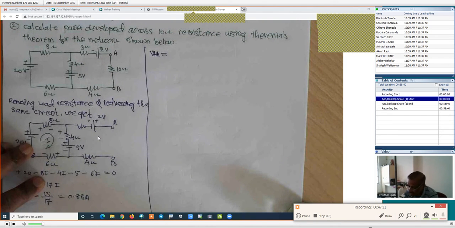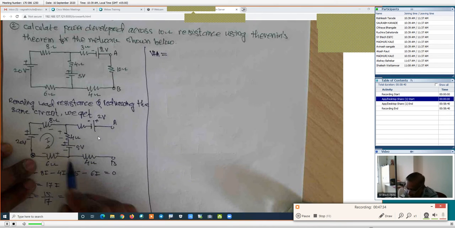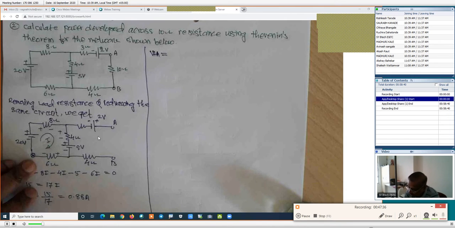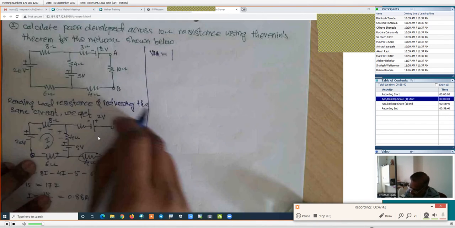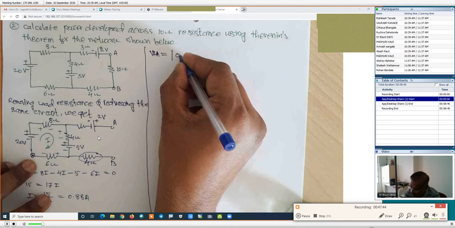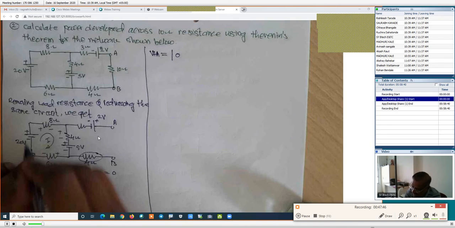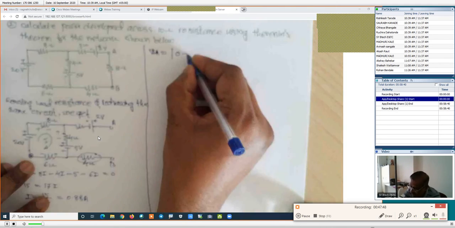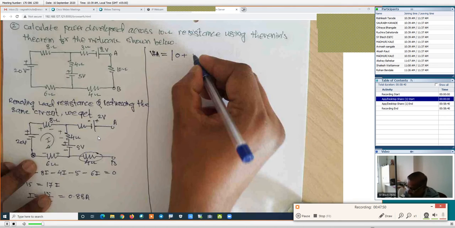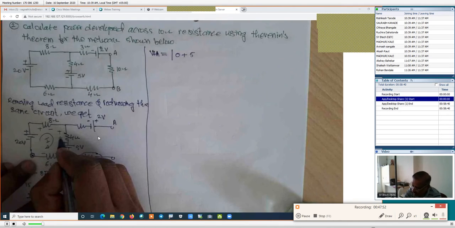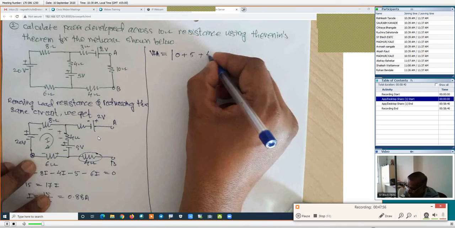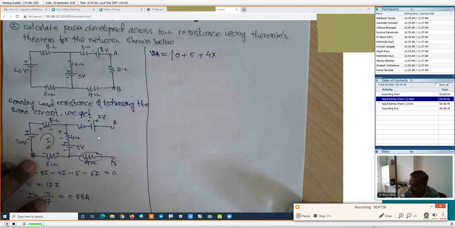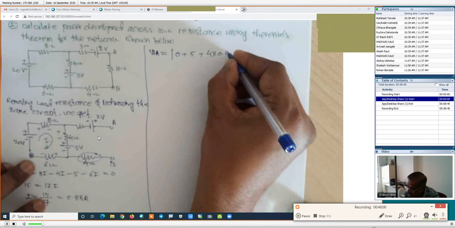Now look here, VTH is equal to... how do we get this value? We are traveling from B towards A. The voltage across this resistance is 0, it is a modulus value. I am traveling in this direction. This value is 0. Then we are traveling upwards, negative to positive, which is a plus. How much is this voltage? 5. Negative to positive, that is a plus. How much is the voltage across this 4 ohm resistance? 4 into its current, and its current is 0.88.